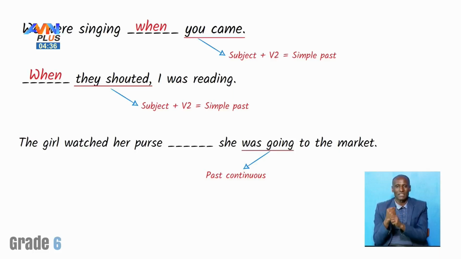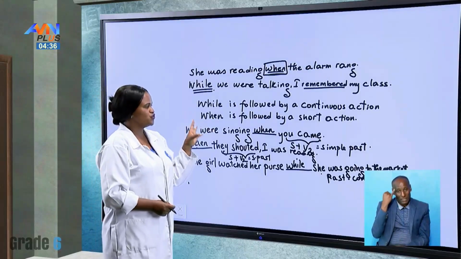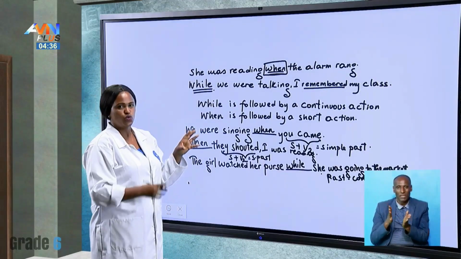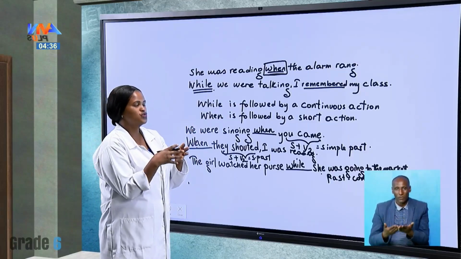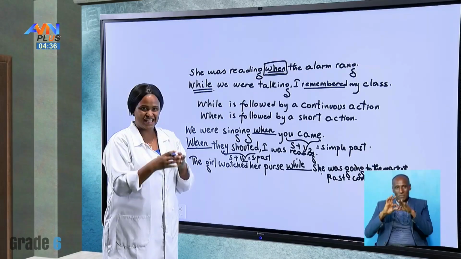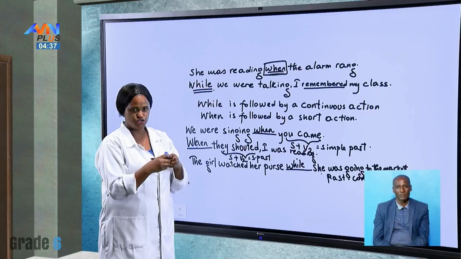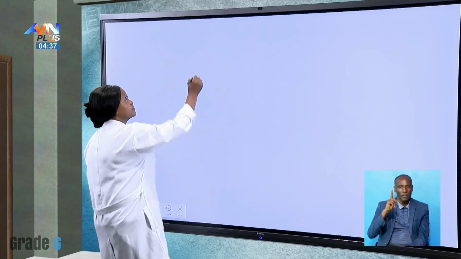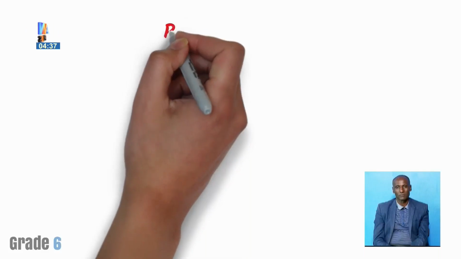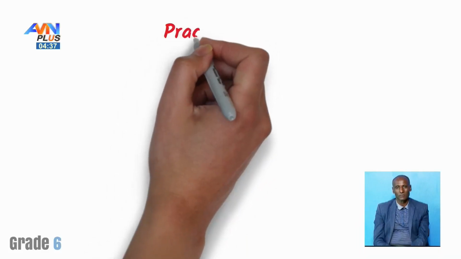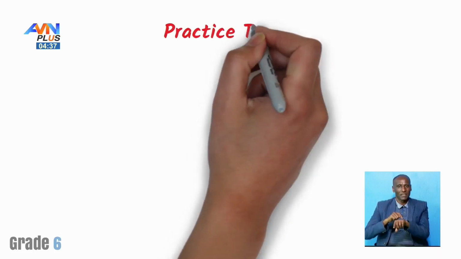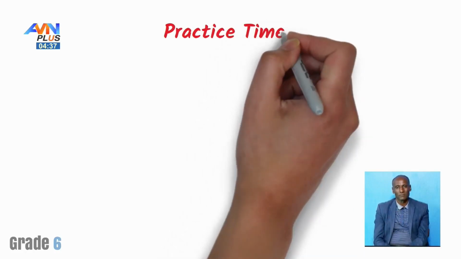Now, if we clearly understand when to use when and while, now I will give you some sentences, or we will do together how to make the correct tense after these conjunctions. Okay. Practice time. The first one.